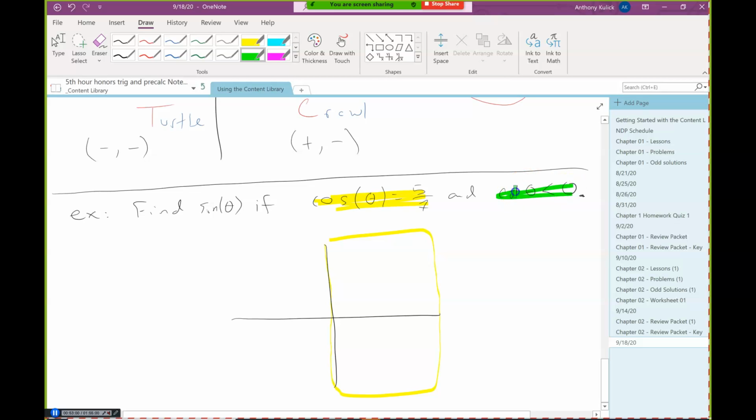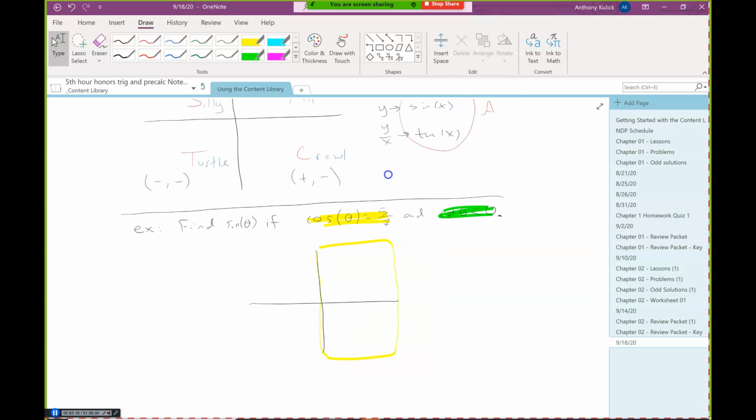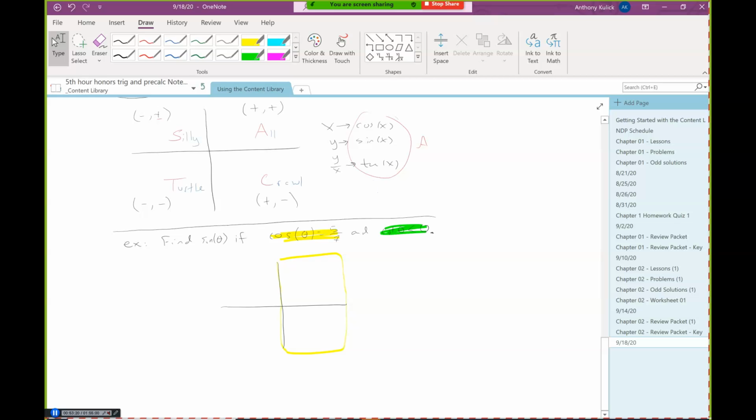Cotangent less than 0. Remember, cotangent is just the reciprocal of tangent. So wherever tangent is negative will be the same place that cotangent is negative. So what quadrants is cotangent negative in? Well, it has to be a situation where only one of x or y is negative. So that means we're looking at either quadrant 2 or quadrant 4.